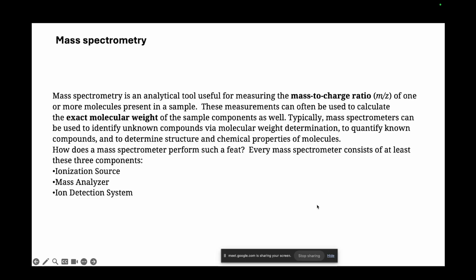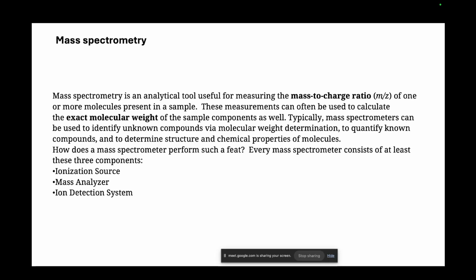As I was telling, mass spectrometry is an analytical tool useful for measuring the mass to charge ratio of one or more molecules present in a sample. These measurements can often be used to calculate the exact molecular weight of the sample components as well. Typically, mass spectrometers can be used to identify unknown compounds via molecular weight determination, to quantify known compounds, and to determine structure and chemical properties of molecules.